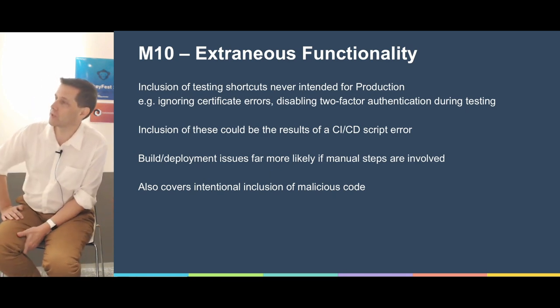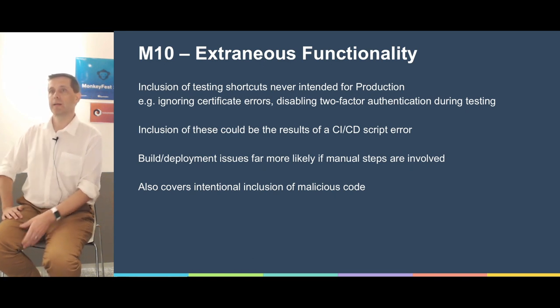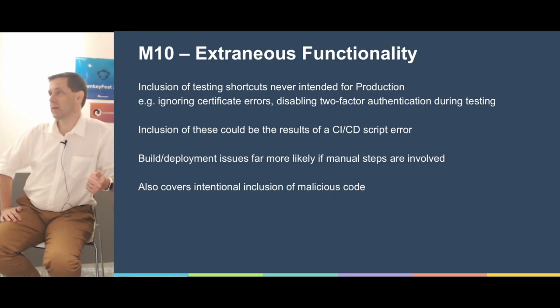So the last one, extraneous functionality, is where something's been left in by mistake that was never meant to go to production, or maybe you've actually, I know you've got 1,000 developers, and one of them is a bit nefarious and has put something in there on purpose to improve his life.